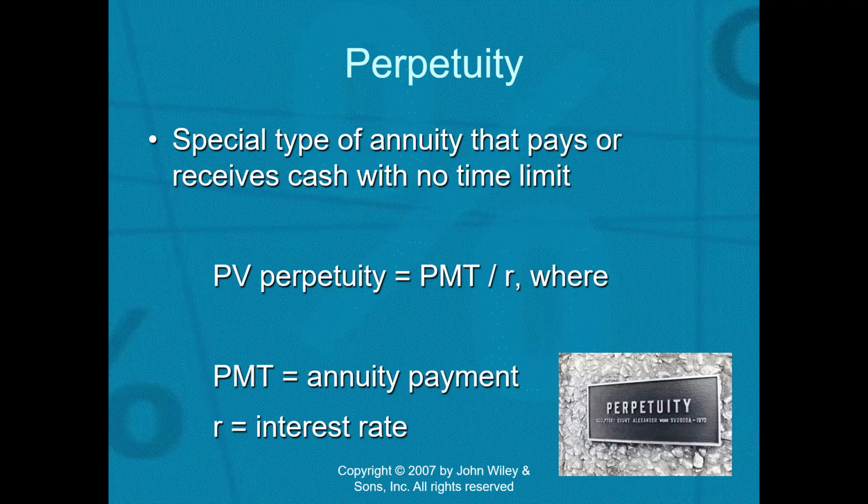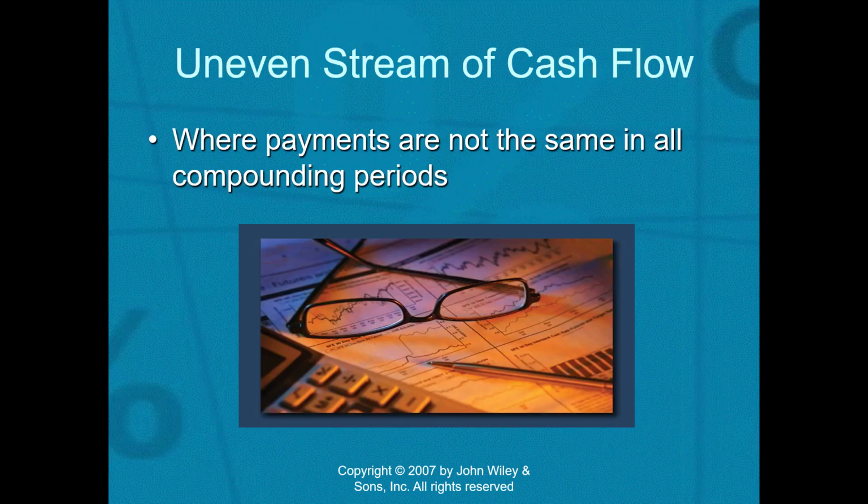Think of Social Security. Again, we're not going to do any calculations with this. Just want you to know that one line there. Special type of annuity that pays or receives cash with no time limit. All right, so now we've looked at all the calculations for future value, present value, and for annuities.